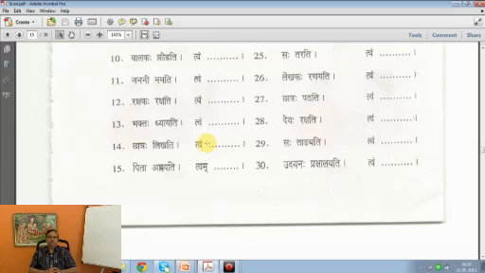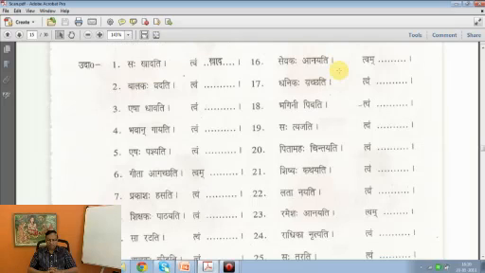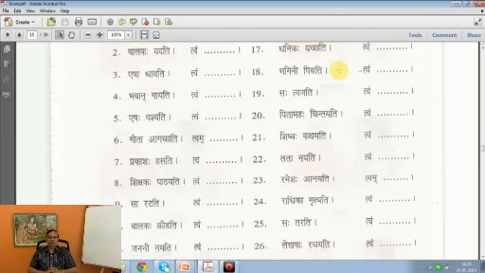Pita ahvayati. Father is calling. Father calls. Tvam ahvaya. You call. Then 16th one. Sevakaha anayati. Servant brings. Tvam anaya. You bring. Dhanikaha yachati. A rich man is giving. Tvam yacha. You give. Bhagini pibati. Sister drinks. Bhagini jalam pibati. Sister drinks water. Or Bhagini dugdham pibati. Sister drinks milk. Tvam piba. You drink.